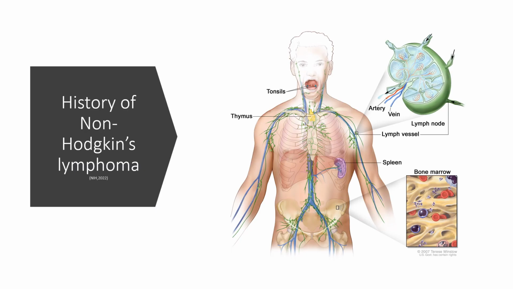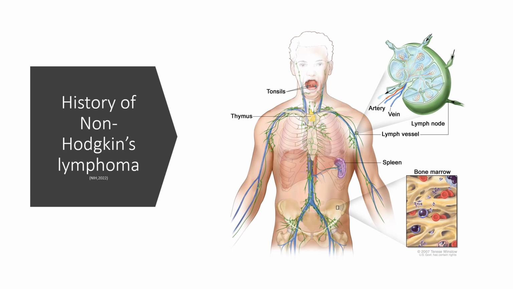History of non-Hodgkin's lymphoma. As this diagram shows, the lymphatic system is highly pervasive throughout the human body. The vessels and structures in green form the lymphatic system, and we can see it is made of tissues and vessels and communicates with almost all regions of the human body.